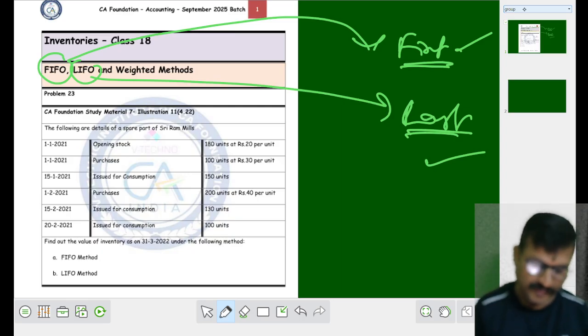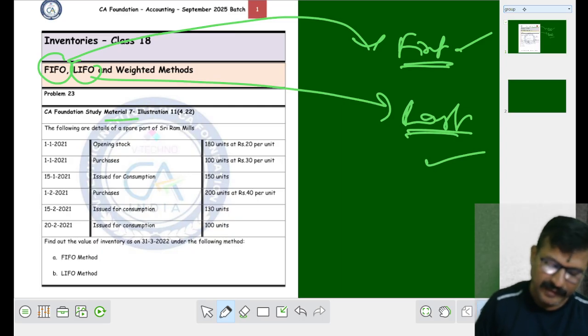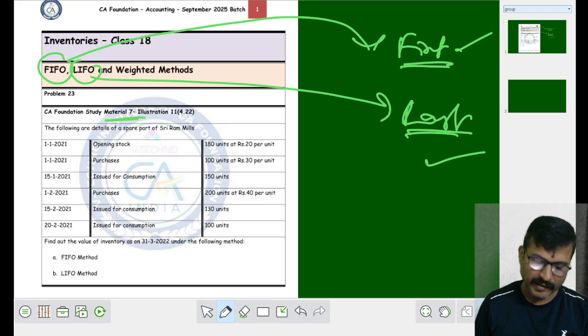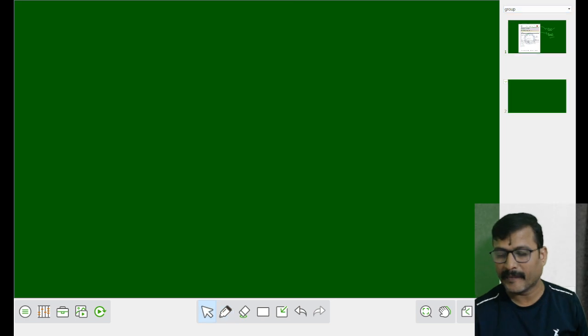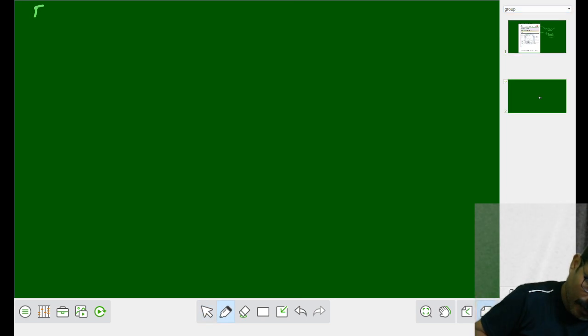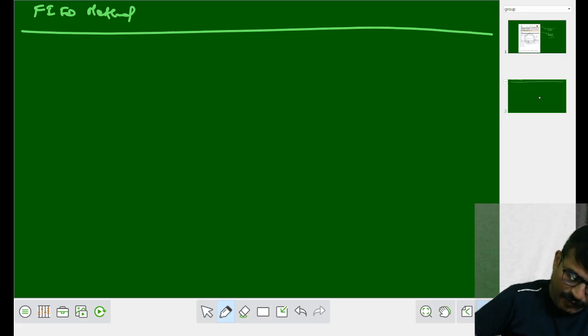This is a question from CA Foundation Study Material Illustration 7, my dear students. There are some opening stock, purchases, and issues for consumption. Find out the value of inventory on March 2022 under the following methods. What methods? FIFO and LIFO method. Fine. Let us write the heading: under FIFO method.